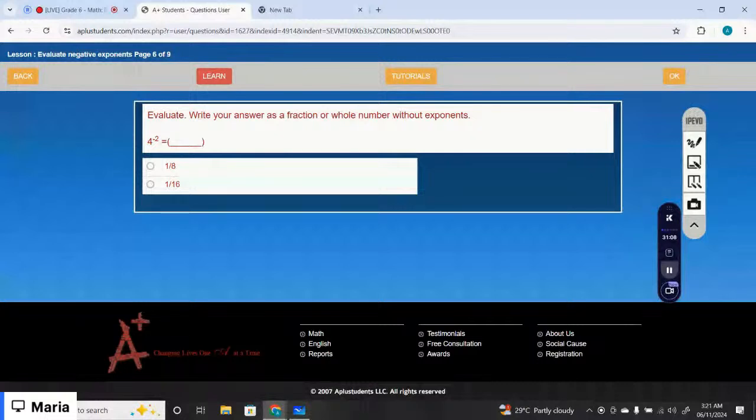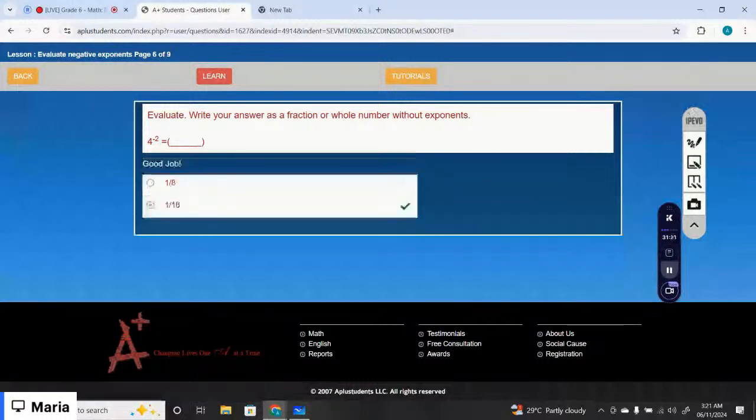The correct option is option number 2. It is 4 times 4 is 16, not 8. Option number 2 is it, isn't it? 4 times 4 is 16. That would be 1 over 16.